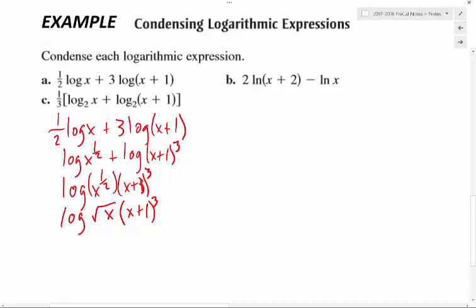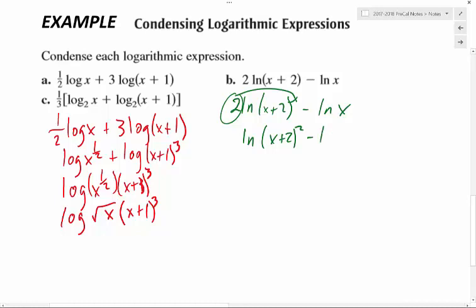Let's get a different color. Let's go with green. So now I'm going to take 2 times the natural log of x plus 2 minus the natural log of x. I'm going to roll it back on the log. So I get the natural log of x plus 2 squared minus the natural log of x. And do a reverse quotient: natural log of x plus 2 squared over x.